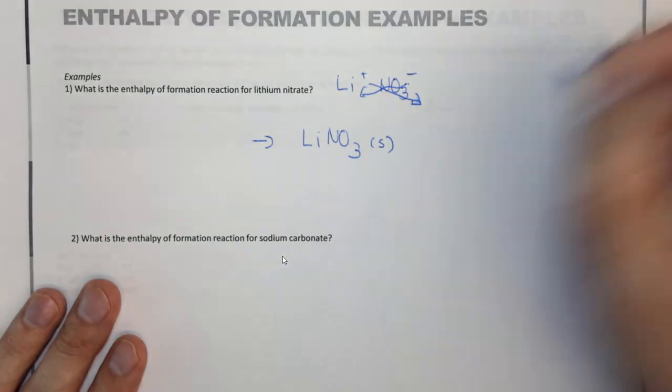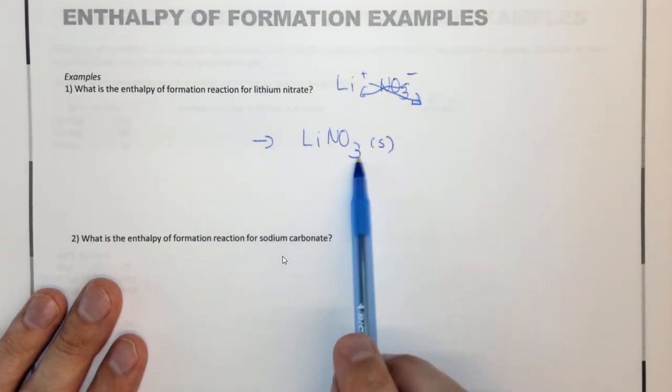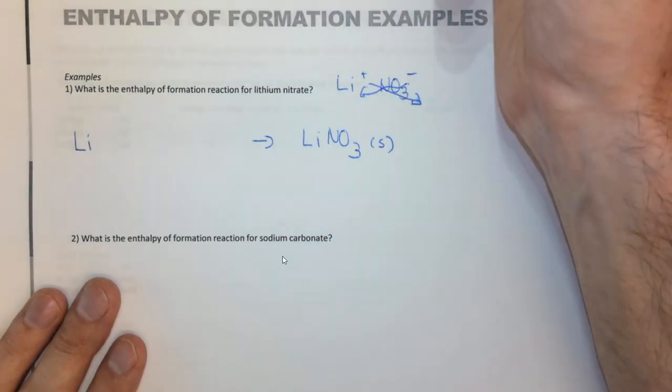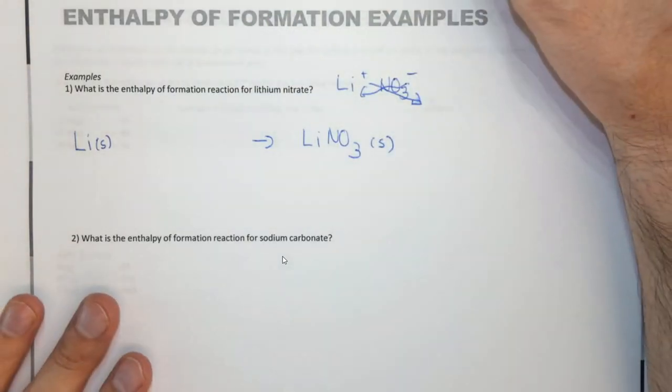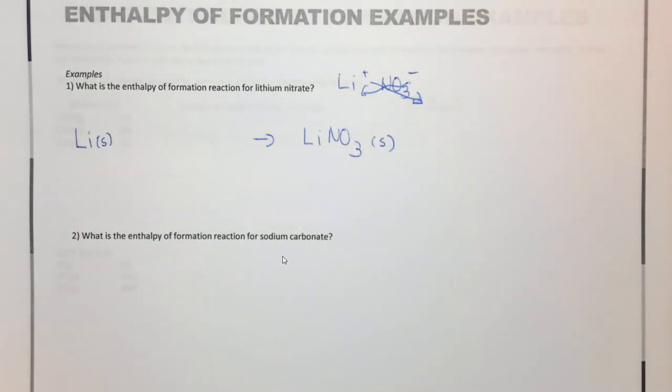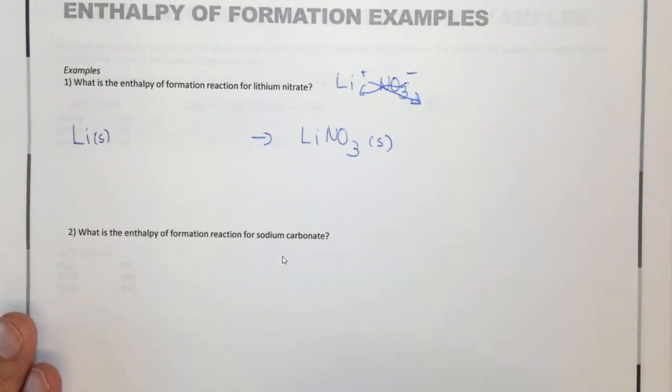Now, we're going to form 1 lithium nitrate. Well, what elements are we going to use to form lithium nitrate? The first is lithium, which happens to be a solid. If you're not sure, you can look up in a table, which you can find online, standard enthalpy of formation table, and look for the one where the enthalpy of formation is 0. That is the elemental form.